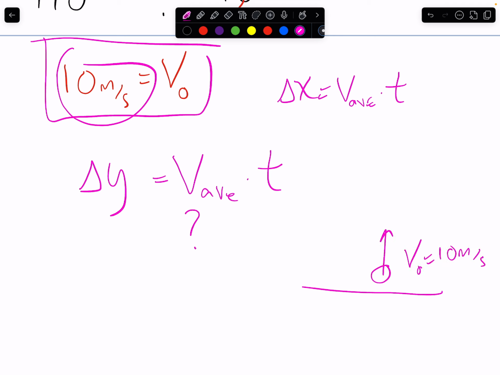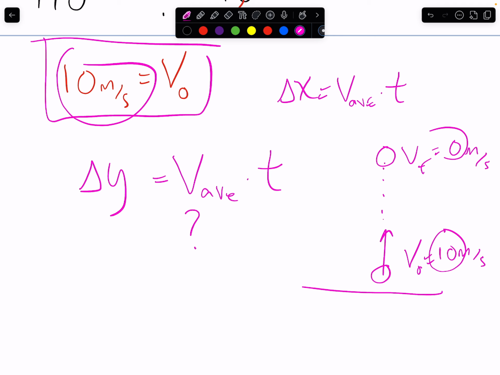At the very highest position, it stops, so its V final is 0 meters per second. So what is the average of 10 and 0? You can do this in this case because the acceleration is uniform. Generally speaking, you can't find the average velocity by taking the average of two velocities, but if the acceleration is uniform and constant, that works just fine. So the average of 0 and 10 is 5.